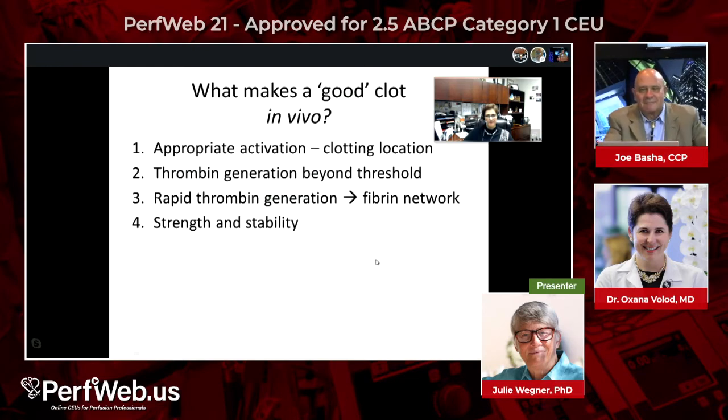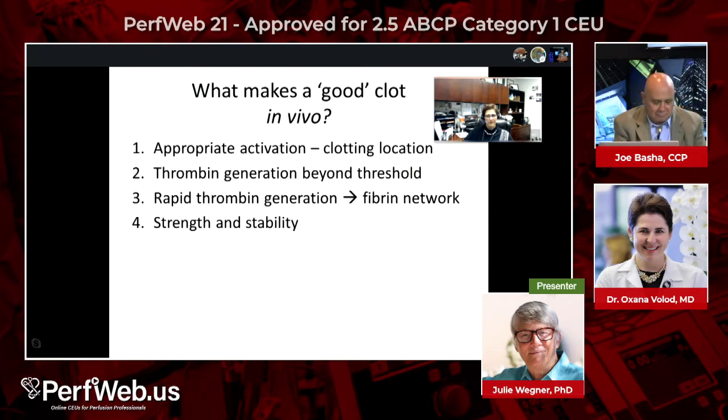So first of all, when I talk about viscoelastic measurements, I like to talk about what actually makes a good clot in vivo. And basically there's four, what I feel are four different factors. Number one, you have to have appropriate activation and a location for the clot to happen in vivo. It doesn't happen in the blood. It happens along the wall of the vasculature.